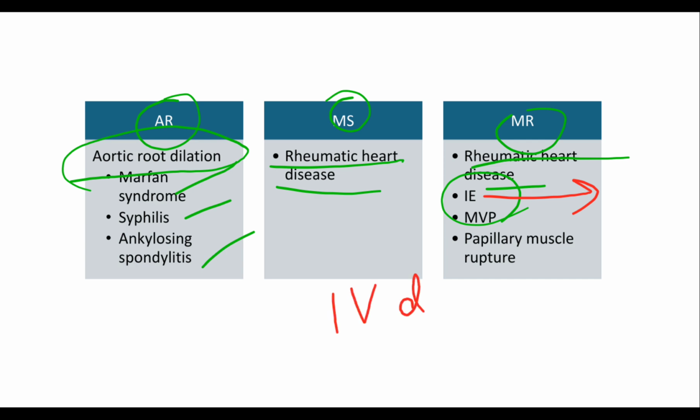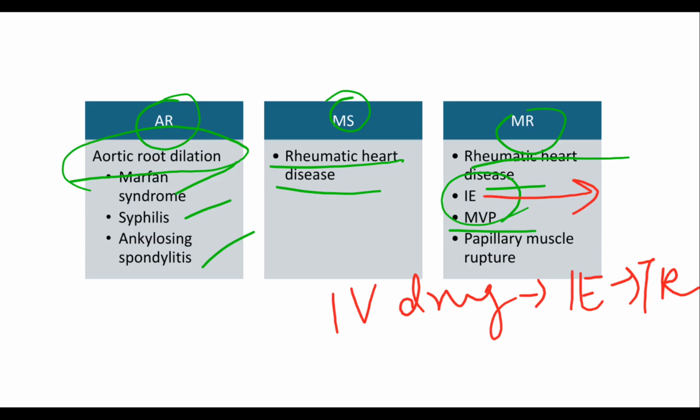In IV drug abusers, infective endocarditis affects the tricuspid valve with tricuspid regurgitation, because they have venous access, so it goes to the right side. That is why it's the tricuspid valve. Otherwise, the most commonly affected valve in infective endocarditis is the mitral valve, with mitral regurgitation.